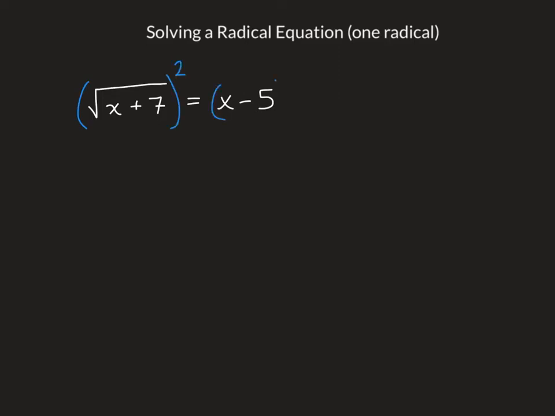When we square one side, we do have to square the other, and here's where errors can occur. When you square a square root, they undo each other. So we're only left with x plus 7 on this side. That part's easy. Here's the part where there could be errors.